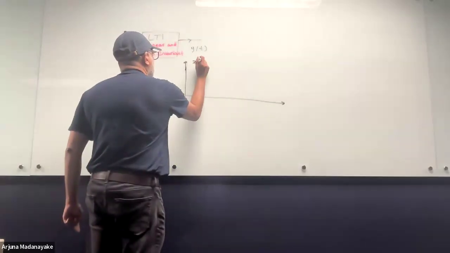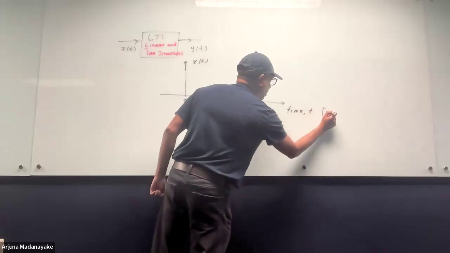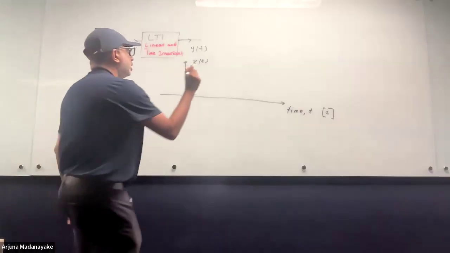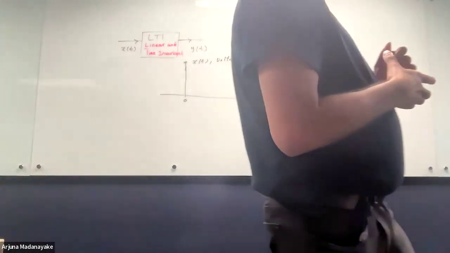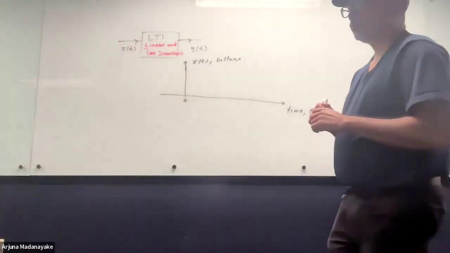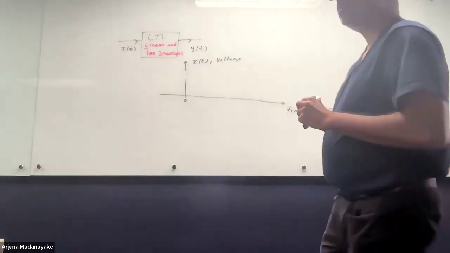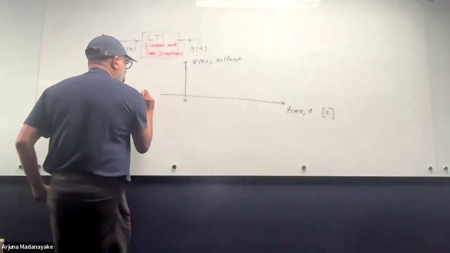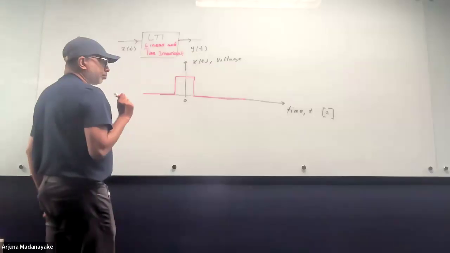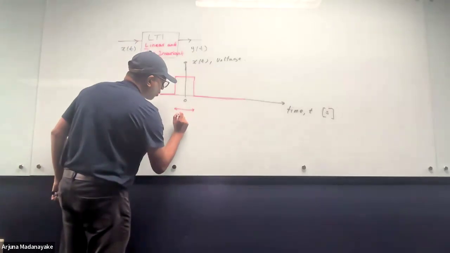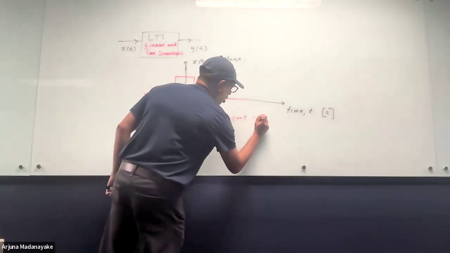So let's say this is my input. This is my time axis. Unit is seconds, typically. Let's say this is x, let's say voltage. So I'll first start with a symmetrical rectangular pulse, which is defined as 0, then you jump to a value, you come back, remains 0. So the region where it's non-zero is called the region of support, or ROS.